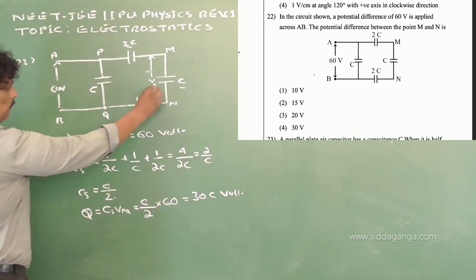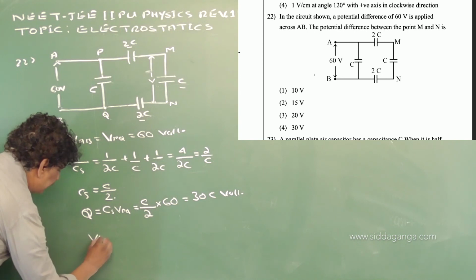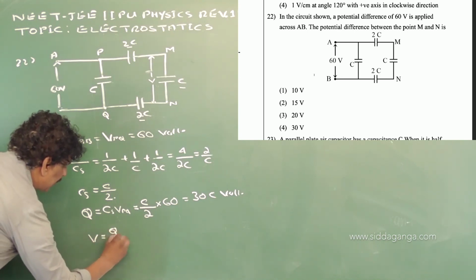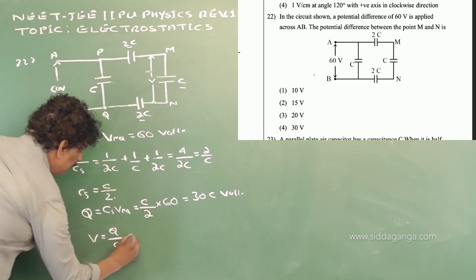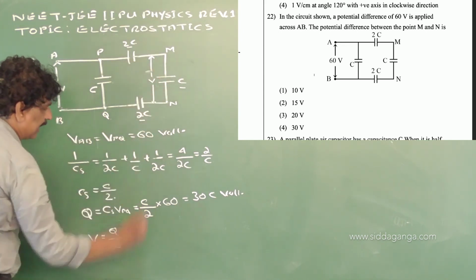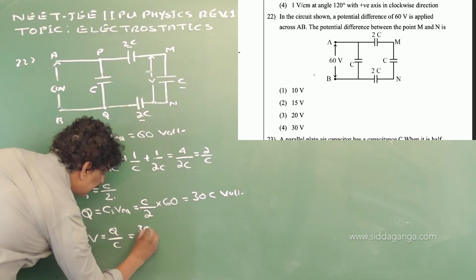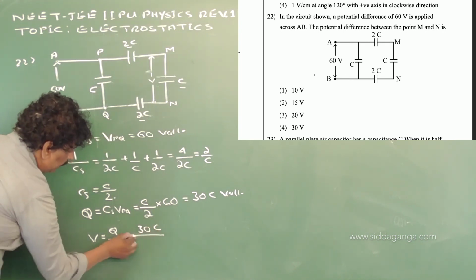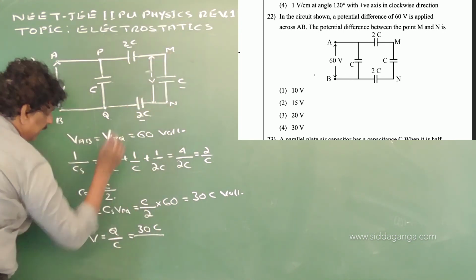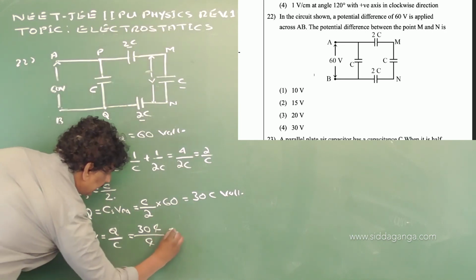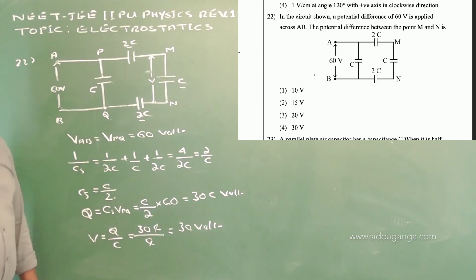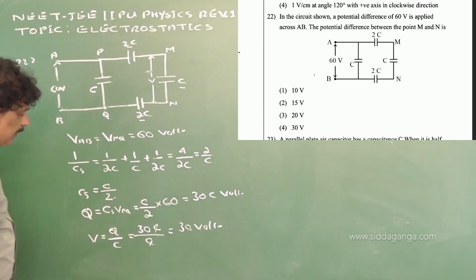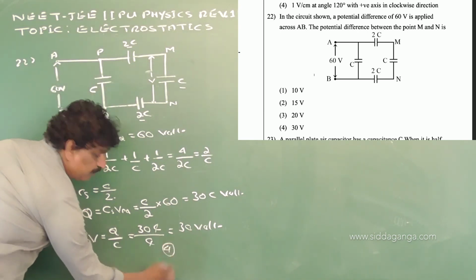Now the potential difference V is equal to charge by capacitance, V is equal to Q by C. So in all 3 capacitors charge is same, that is 30 C. Now the potential difference between M and N, with capacitance C, the C gets cancelled, that is equal to 30 volt is the potential difference. So the option is 4.